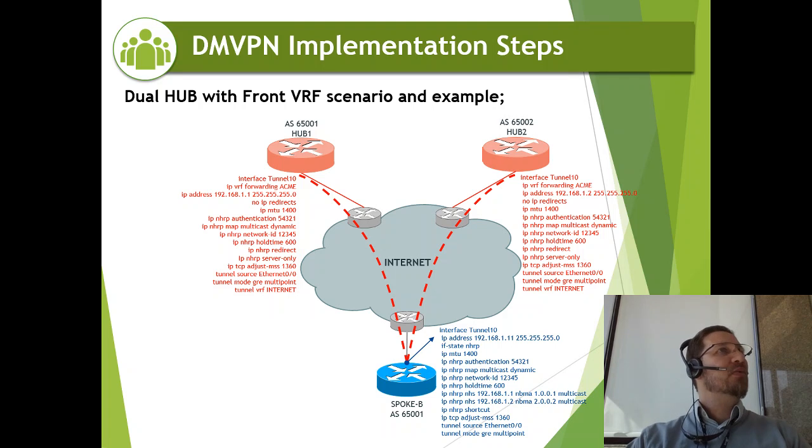Lastly, we have here an example of a tunnel interface using a front VRF. So you can see the configuration, IP VRF forwarding, that is the customer, and on tunnel VRF internet, because our underlay interface is part of the internet VRF in the router.